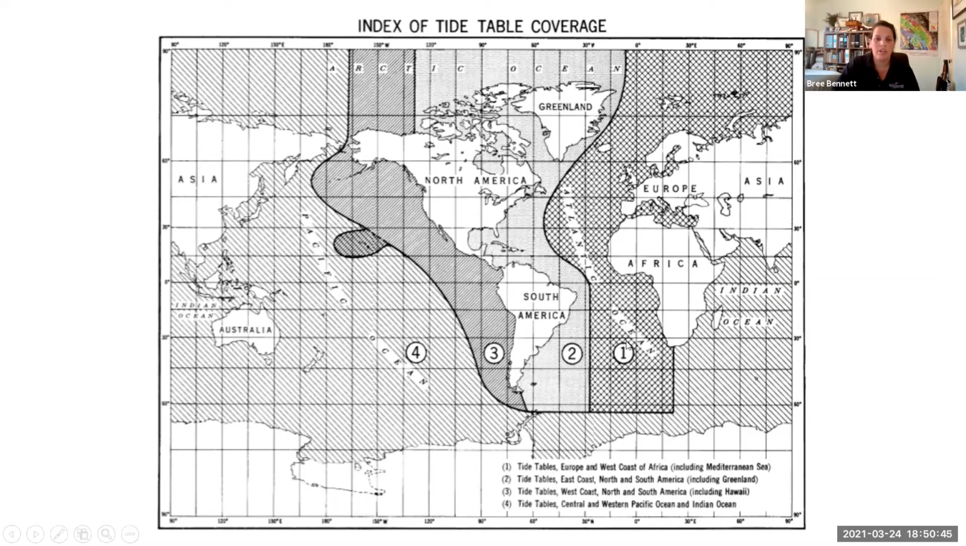NOAA publishes volumes 1, 2, 3, and 4. Volume 1 is Europe and Africa. And it covers the whole East Coast, North and South America, the West Coast, and then the Pacific region. So it does cover a lot.